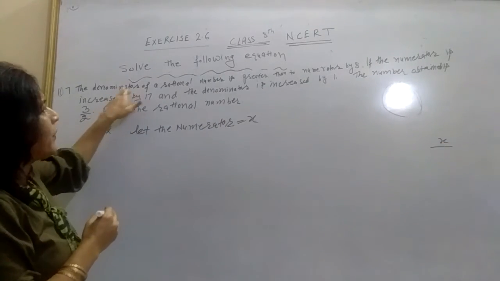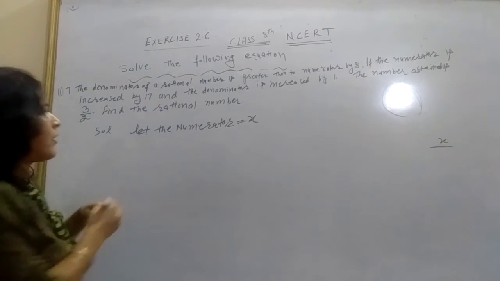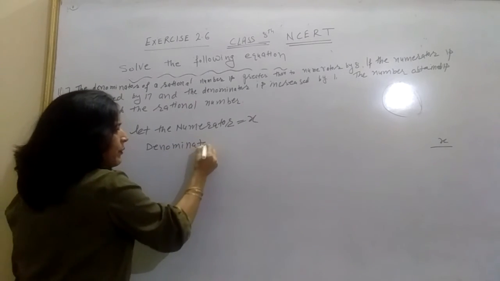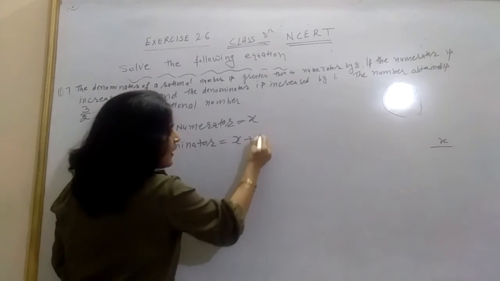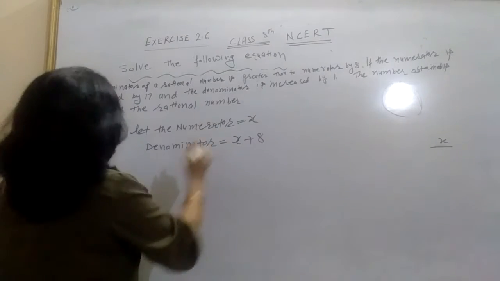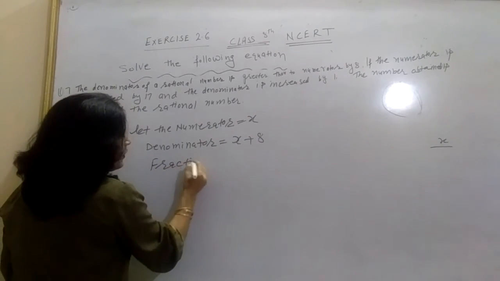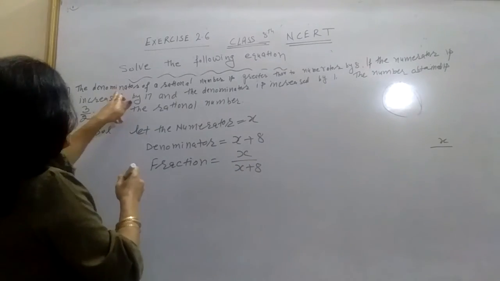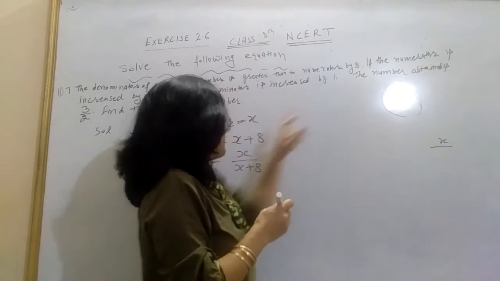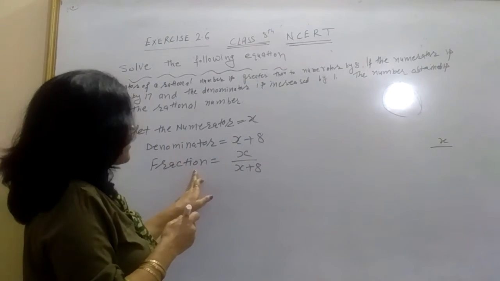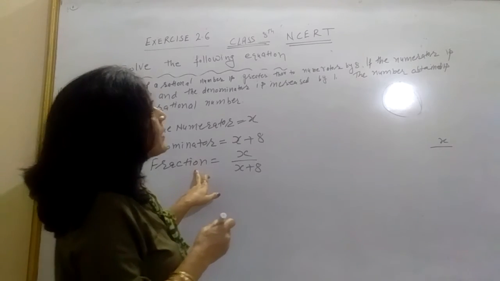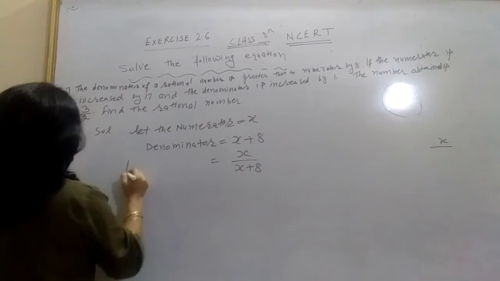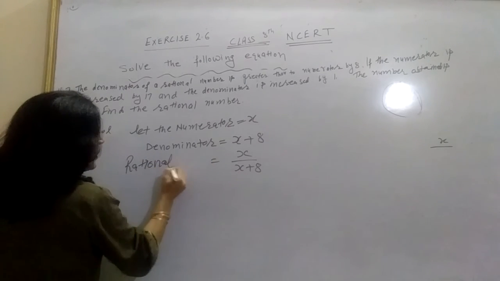Now he is saying the denominator of a rational number is greater than the numerator by 8. So the denominator will be x plus 8. So the fraction is numerator upon denominator. The denominator of a rational number is greater than the numerator by 8. So the fraction will be, you can say rational number, because the denominator of a rational number. So you can write here in case of fraction, rational number.